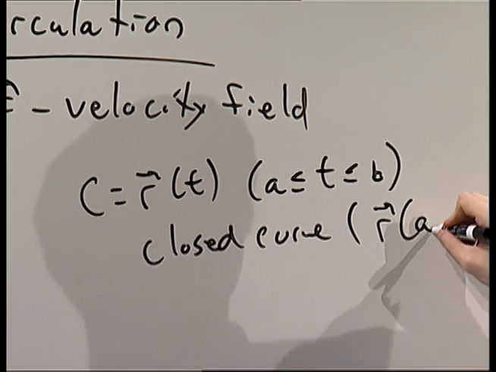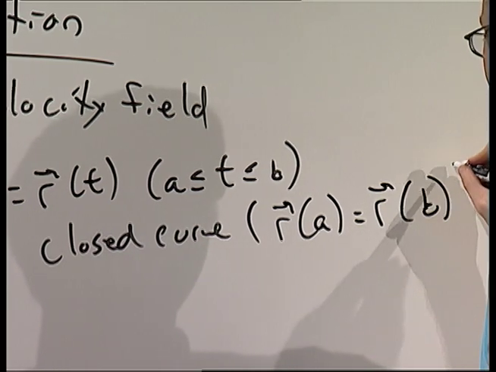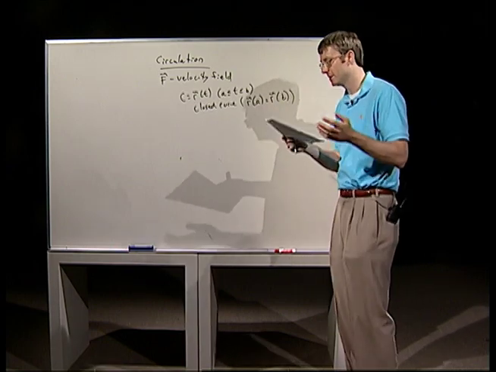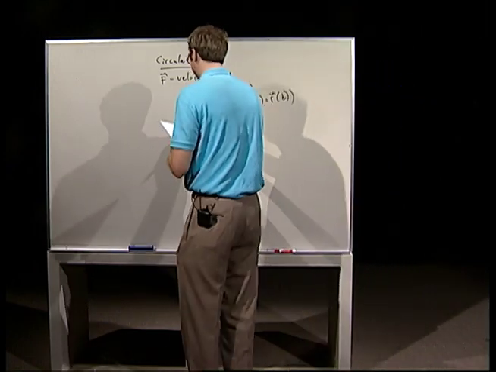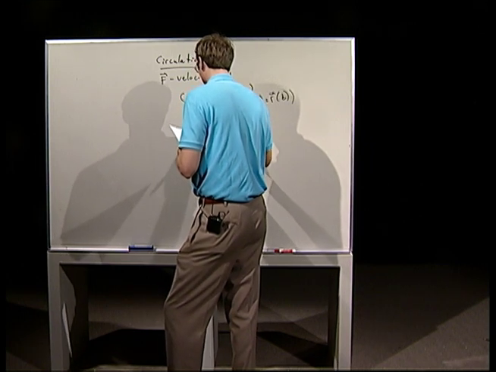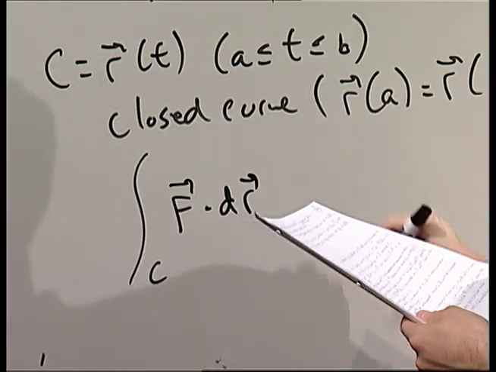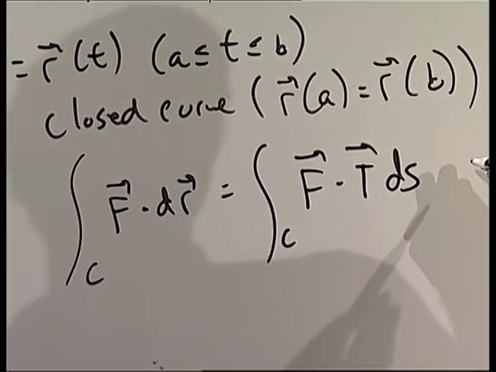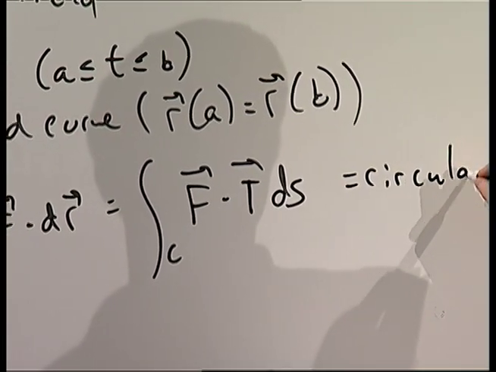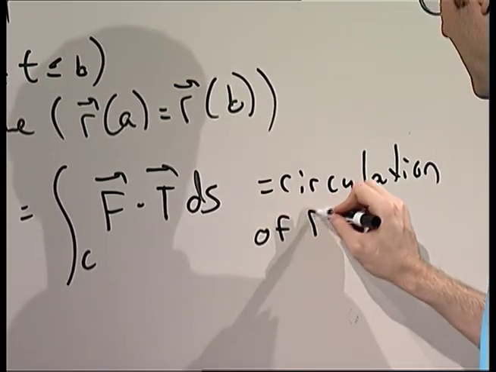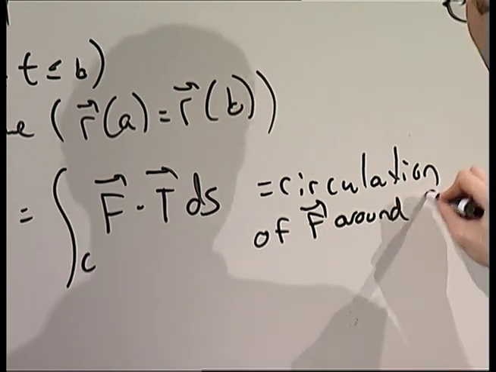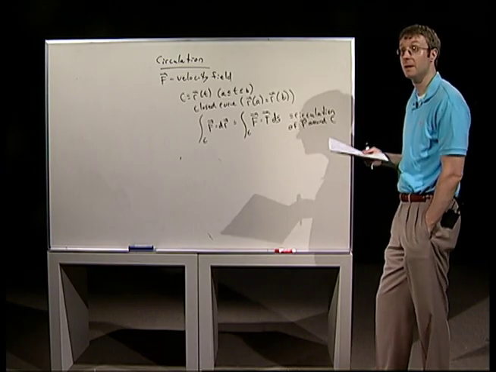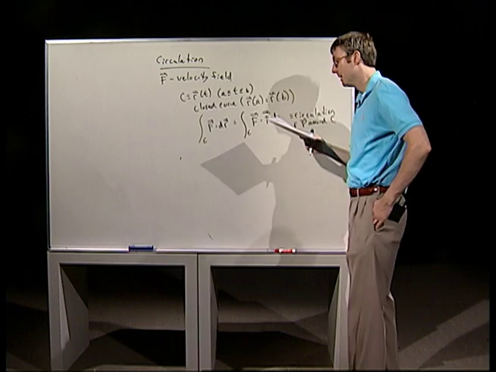That is to say, its beginning and ending points are the same. So for example, a circle is a closed curve, and a line is not, since they don't end in the same place. A circle does, though, right? This integral, remember, we had this notation for around a curve, this line integral notation. This is F dot T ds. This is the circulation of F around C.